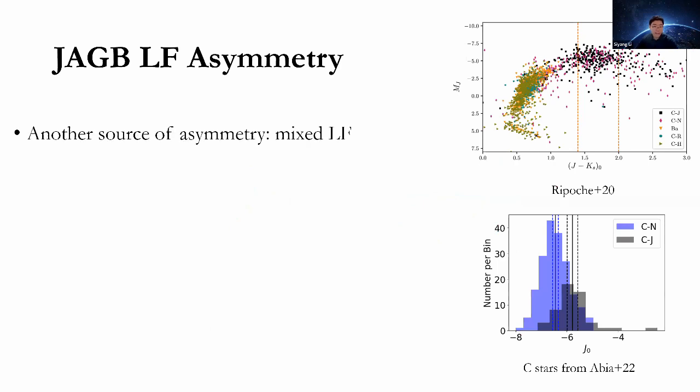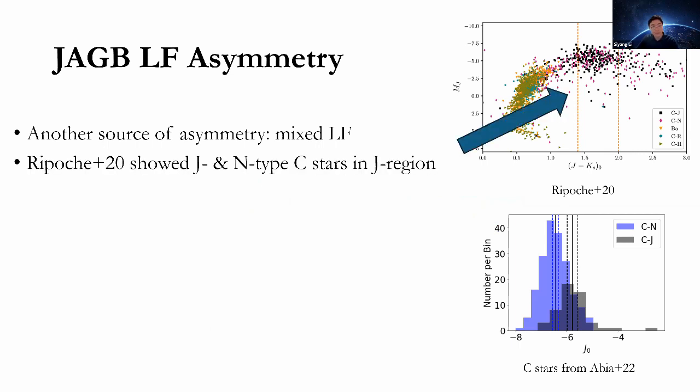Now, another possible explanation would be that we could be looking at a mixed population of stars in our J-region luminosity function. In the Rapocci 2020 paper, they had a plot where they took stars from the carbon star catalog from LAMOST that has spectroscopically identified these J and N-type carbon stars. They plotted a color magnitude diagram, and they found that these J-type and N-type carbon stars lie within the J region. So that's within the color cuts, the vertical cuts of 1.4 to 2.